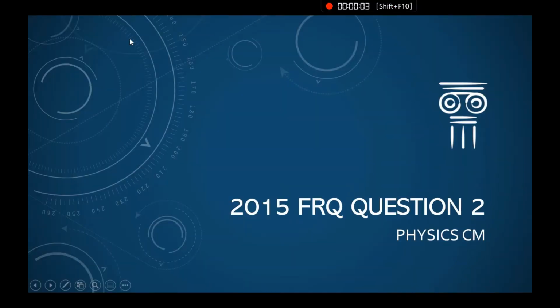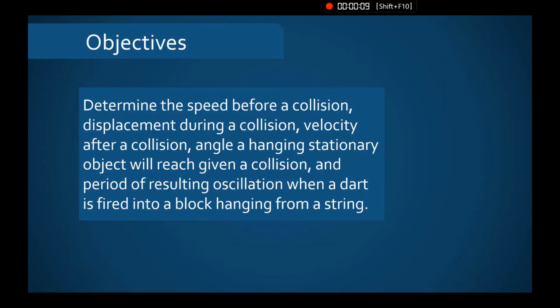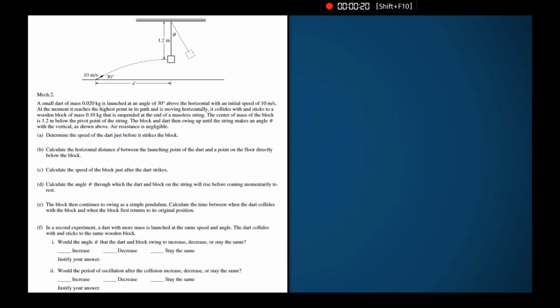Alright, so we're going to keep going with 3 response questions. This time we've got some projectile motion stuff to work on, coupled with collisions. So we're going to be determining the speed before a collision, displacement during the collision, velocity after collision, the angle a hanging stationary object will reach after a given collision, and the period of the resulting oscillation when a dart is fired into a block hanging from a string, which looks like this.